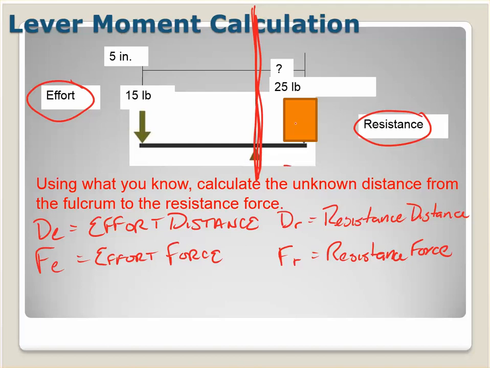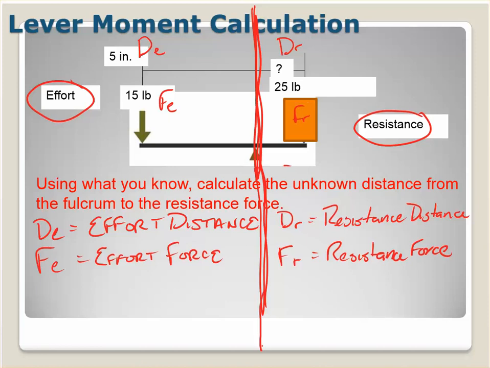So let's label a few things. On the effort side, we have two things: effort distance and effort force. We call these DE and FE. So this up here would be my effort distance, and this right here would be my effort force. On the right hand side, under resistance, we have resistance distance and resistance force. Up here, this would be my resistance distance, so we'd call it DR. And this box is my resistance force, so we would call that FR.